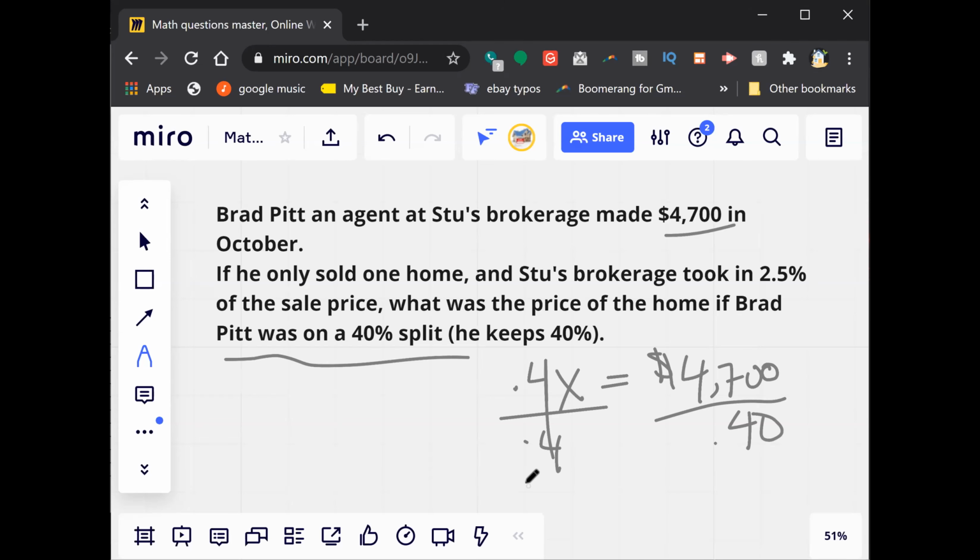And that's going to give us what? 11,750. Now, how did they get that number? So what was that number representative of? Does anyone know? Anyone want to take a stab at it?